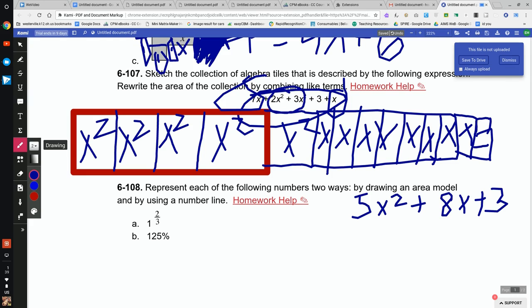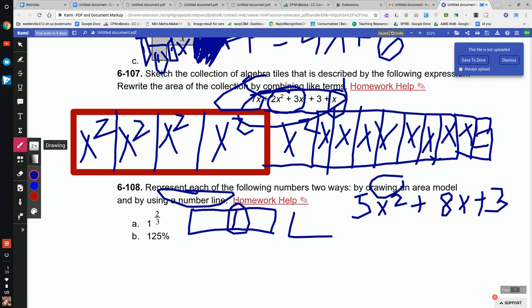108. We're supposed to do 2 things. Draw a model and use it on a number line. So, drawing a model of 1 2/3, I would count this as a whole. So I'm going to say that's 1. And if I drew another whole and broke it into thirds, I could represent this portion here. So there's 1 2/3. I didn't really need to show that.